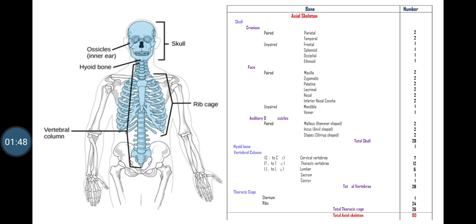Face contains a total of 14 bones: pairs of maxilla, zygomatic, palatine, lacrimal, nasal, inferior nasal concha, and unpaired mandible and vomer bone. Auditory ossicles contain pairs of malleus, incus, and stapes bone. Hyoid bone contains a single bone. Vertebral column contains 26 bones. Thoracic cage contains 25 bones. The total bones of the axial skeleton system is 80.